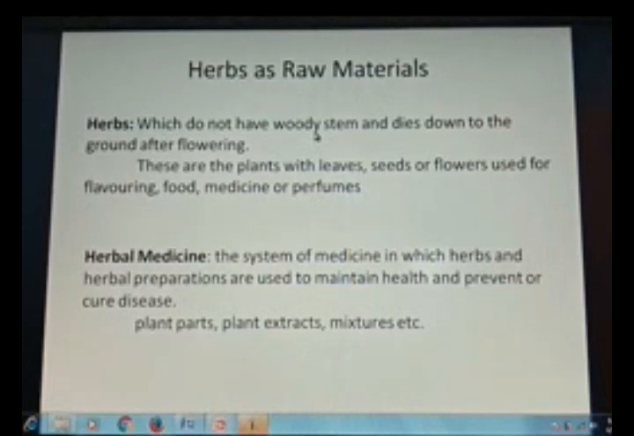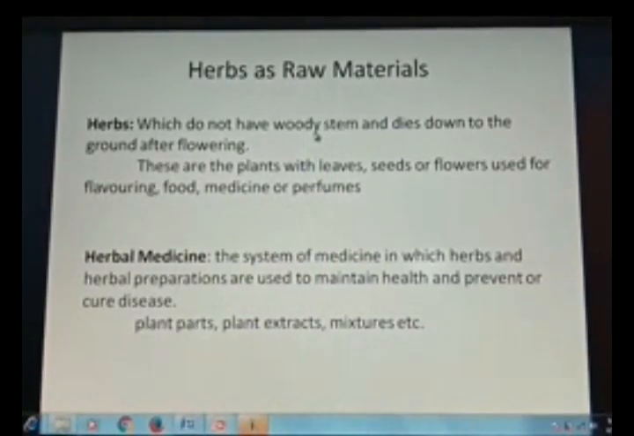Now, what are herbs? Herbs are the plants which do not have any woody stem and they die off to the ground after flowering. These are the plants with leaves, seeds, or flowers used for flavoring food, medicines, and perfumes. As we know, in recent times also, the pharmaceutical industries depend upon plants for their medicinal ingredients.